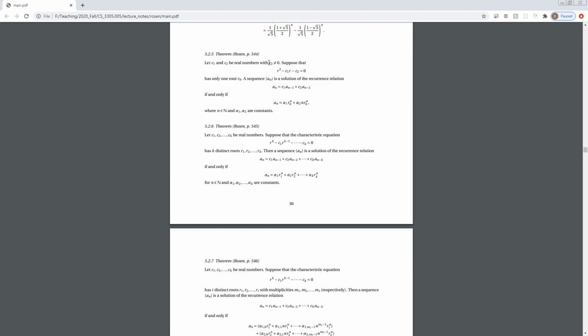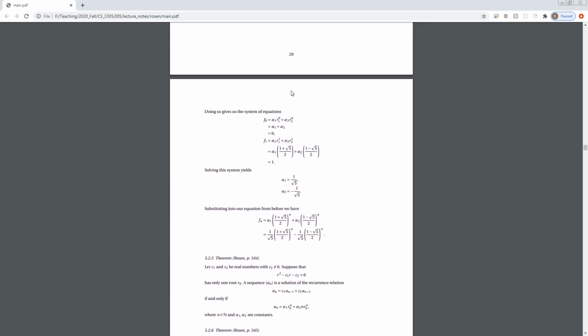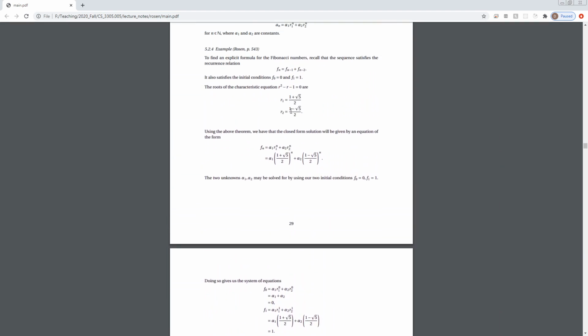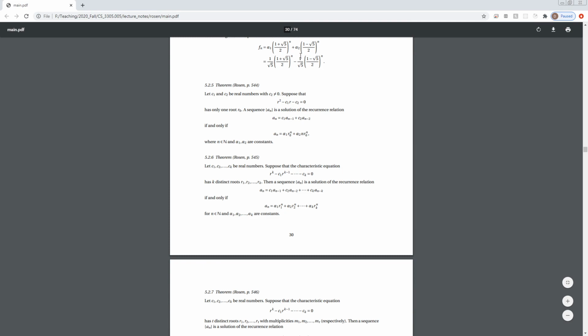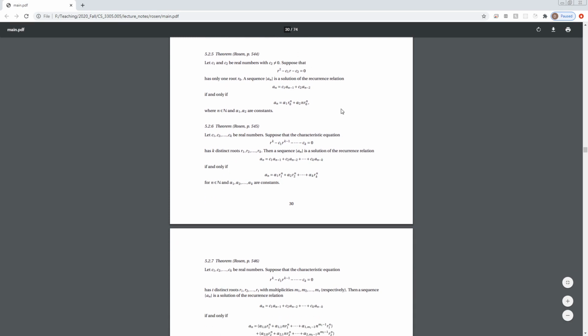So what happens if R1 equals R2? So here they differed by this sign, right? So it was 1 plus square root of 5 and 1 minus square root of 5. But what would have happened if they were both 1 plus square root of 5? How would we have plugged that into the equation? It seems like it would have altered it some.